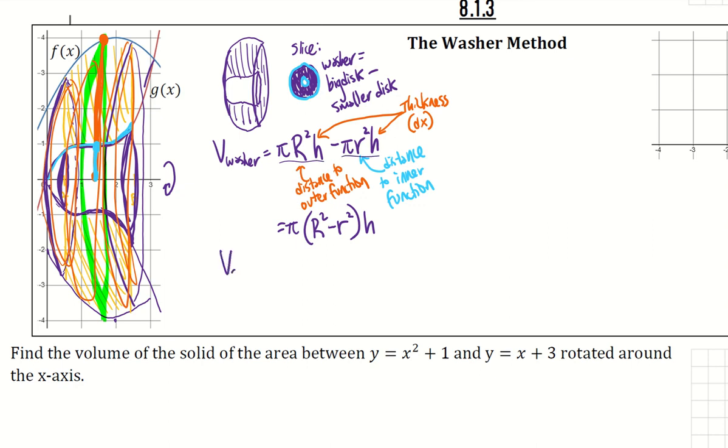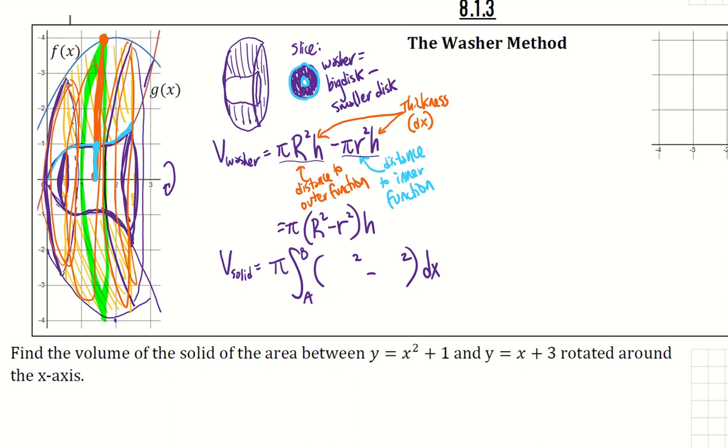So the volume of the solid will be pi, and I'm going to go ahead and just keep the pi on the outside, because remember that you can factor out constants. So pi, and then I'm going from a to b, whatever my bounds are, and then it's going to be big R squared minus little r squared, and the thickness is dx. And then the question is, well, what's big R squared and what's little r squared?